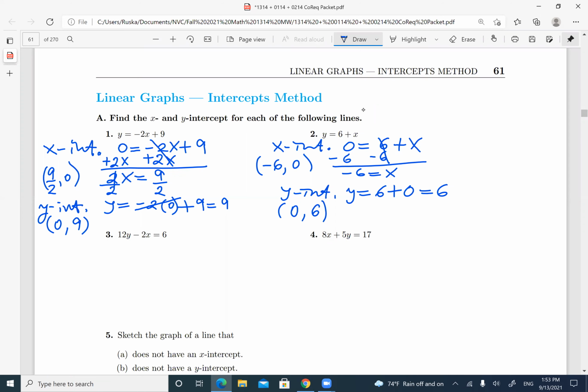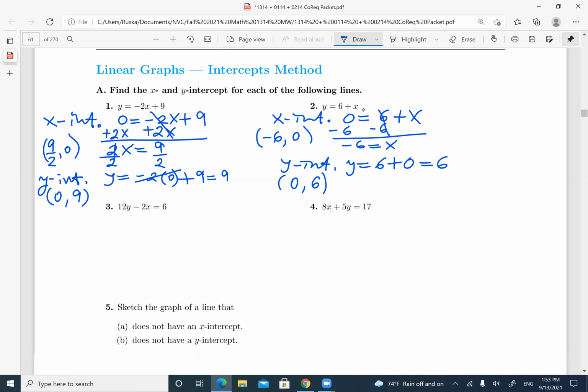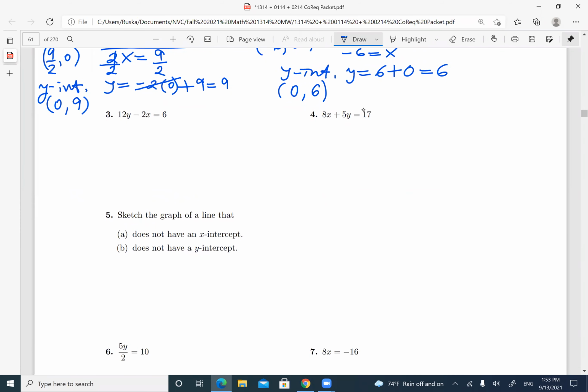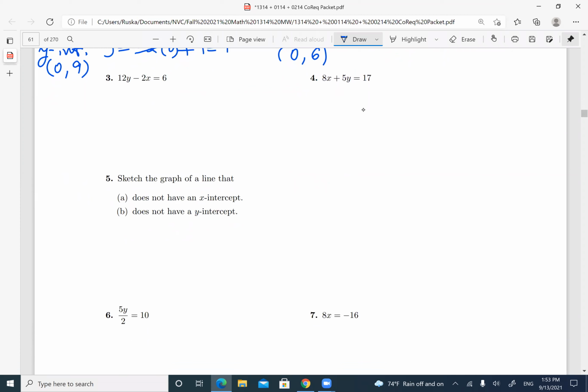Okay, so let's do number 3 and 4. Number 3, let's find the x-intercept first. So I'm going to replace y with 0. So it's going to be 12 times 0, which is 0, minus 2x equals 6. And then divide by -2, which gives -3. So the x-intercept is x equals -3. So it's going to be -3 and 0.